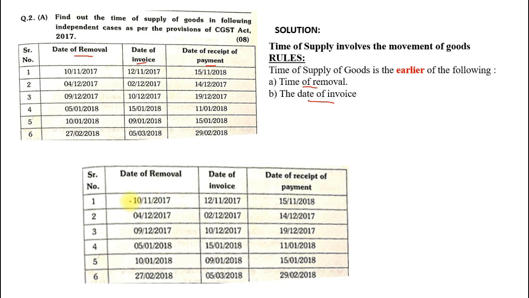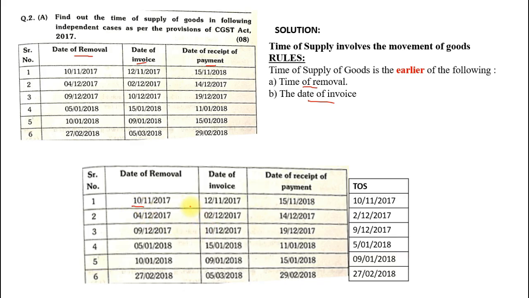Now in our solution, the date of removal for the first one is 10/11 and 12/11. So 10/11 is the earlier date, so my first answer will be 10/11/2017. For the second, 4/12/2017 and 2/12/2017. 2/12 is the earlier date, so it's 2nd December 2017. Then 9 December and 10 December. 9 December is the earlier date. So that is the answer.